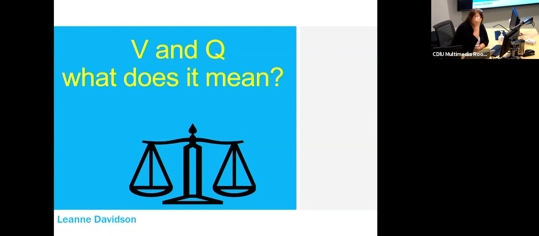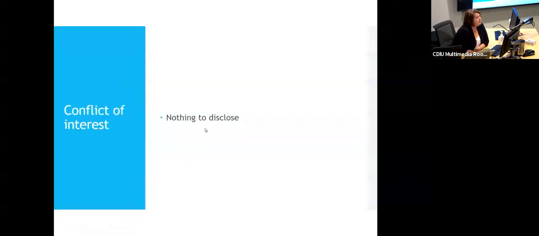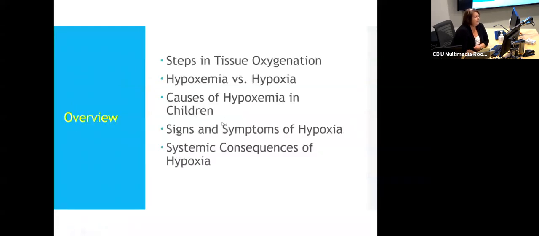So let's start at the very beginning. Once again, I have nothing to disclose. And we're going to talk about some steps in tissue oxygenation. We're going to talk about the difference between hypoxemia and hypoxia, some of the causes of hypoxemia in children, some signs and symptoms, and again, some systemic consequences.